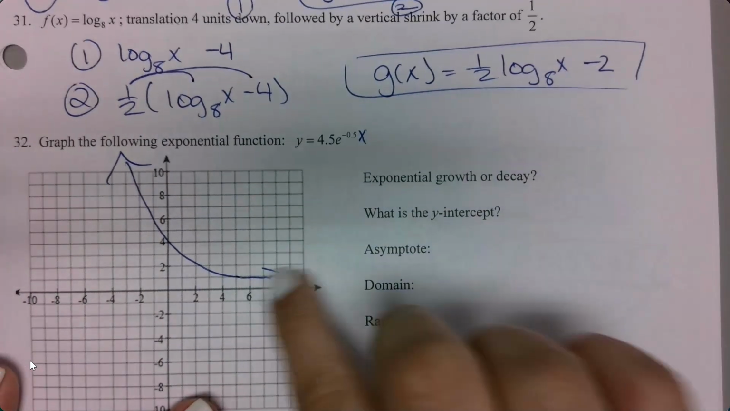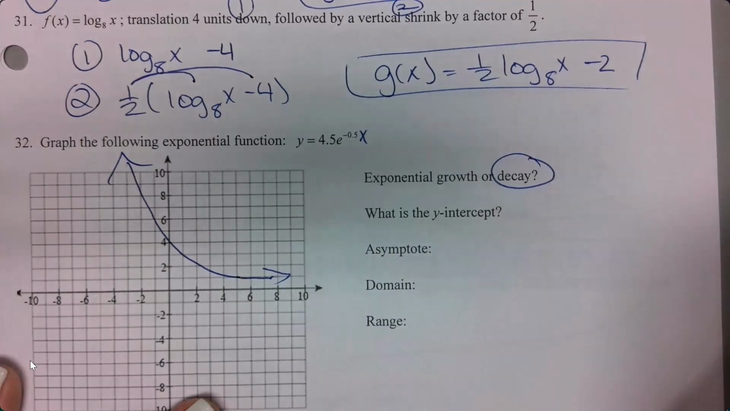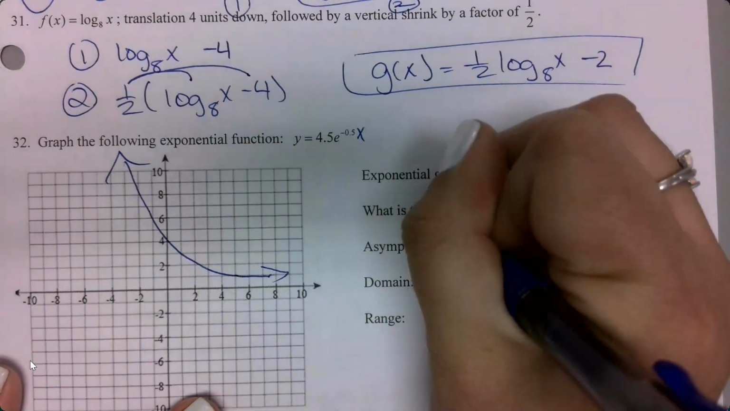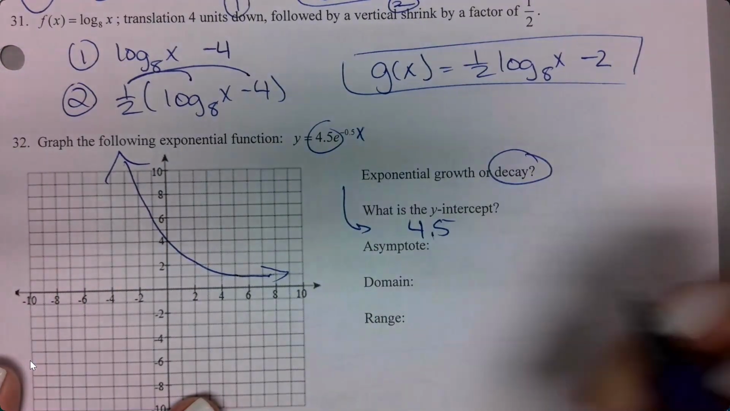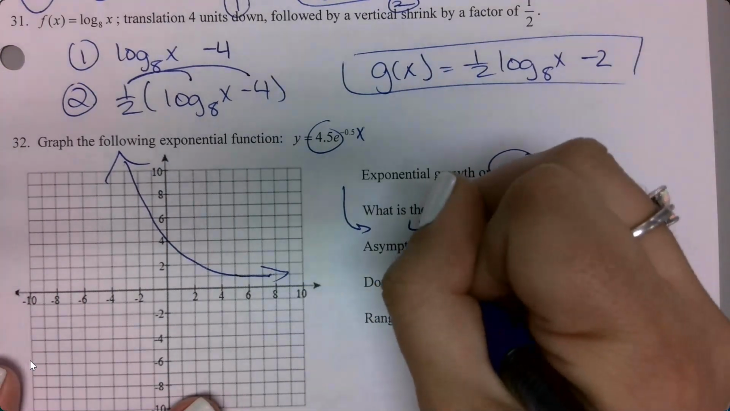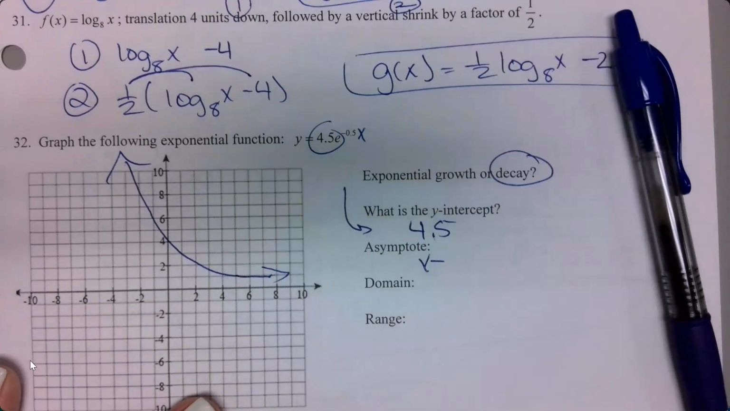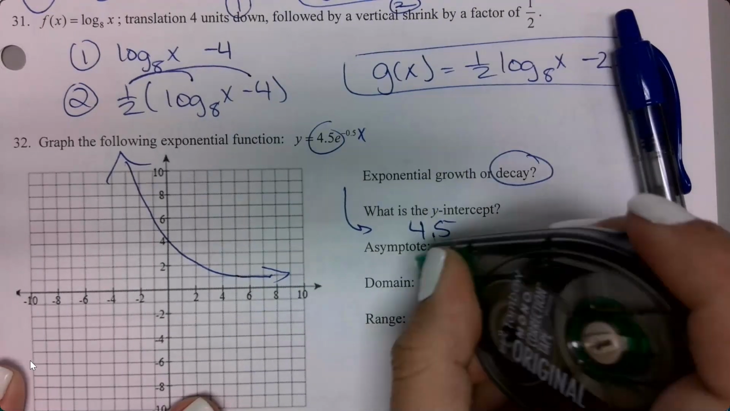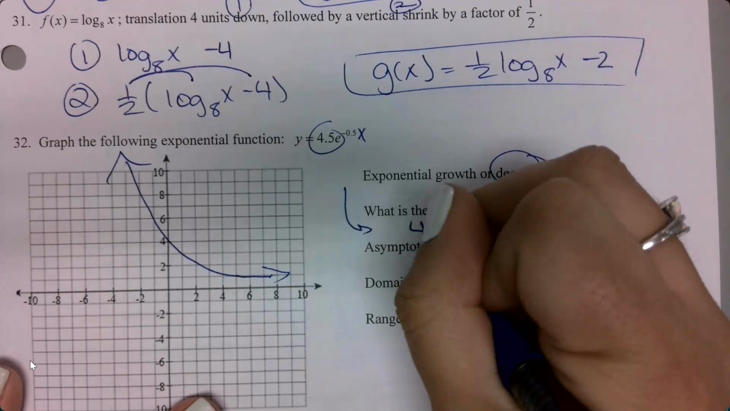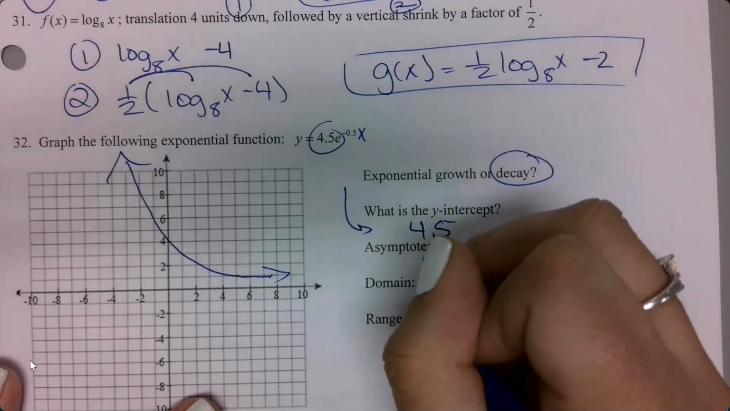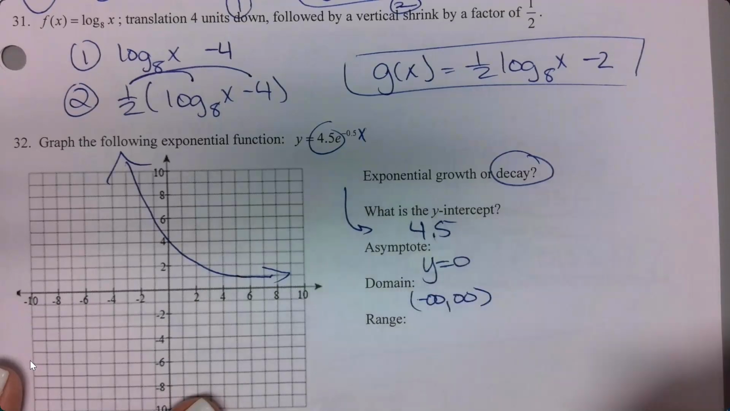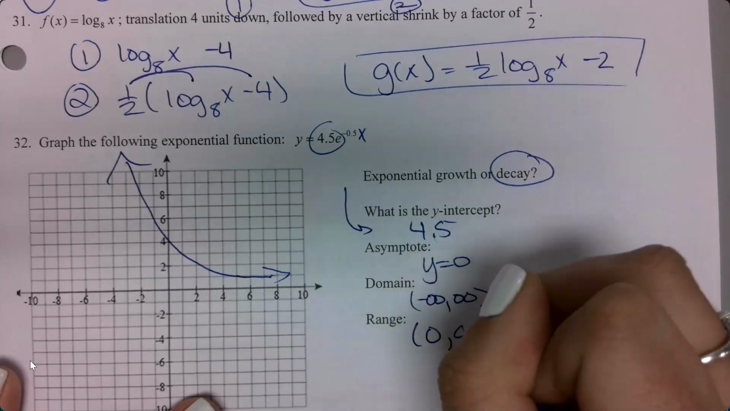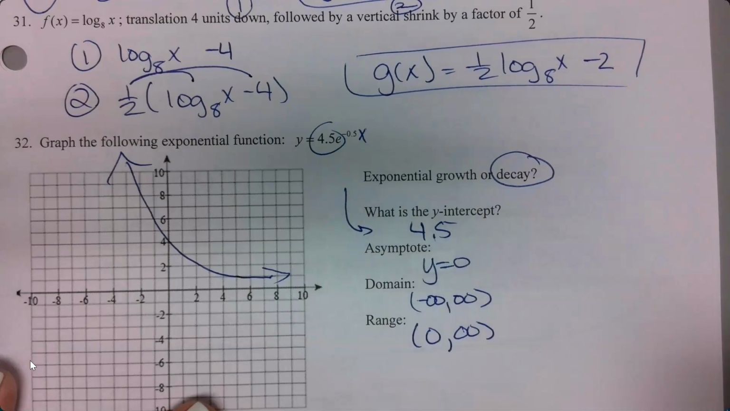This is getting smaller as I go on, so it's decay. My y-intercept is the number out front. This is 4.5. My asymptote is the line it gets close to. This is y equals 0. My domain, it seems to go left and right forever, so this is going to be negative infinity to infinity. And then my range is 0 to positive infinity because it keeps going up on the left side.